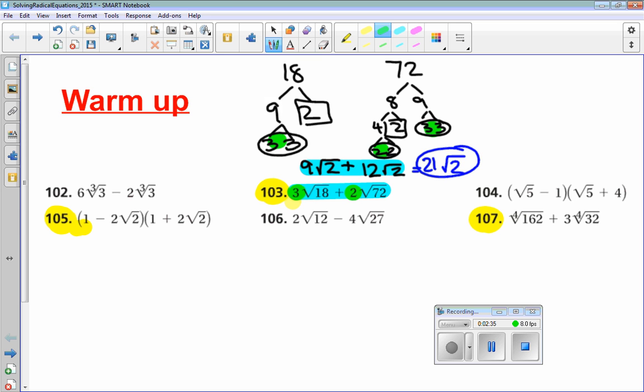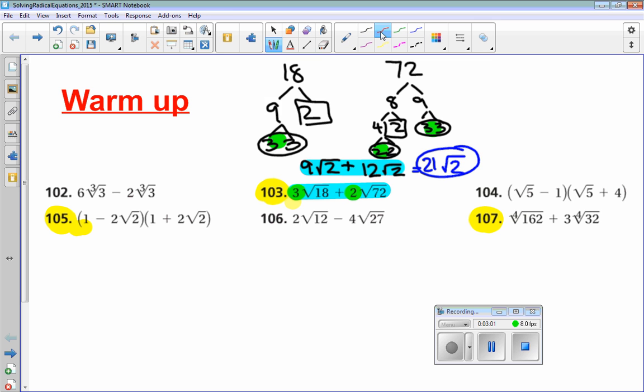All right, so let's go ahead and look at number 105. You should recognize problem 105 to be a special case. What is a special case in that problem? So what's that special word? The conjugates of each other. When I multiply conjugates, what should my final answer look like? Just a number, an integer. We shouldn't have any radicals anymore. So let's see if that happens.